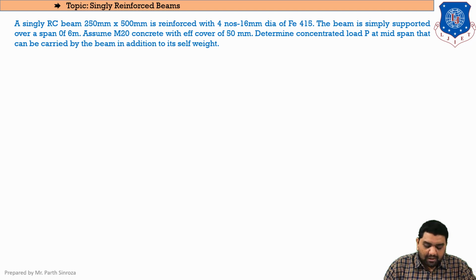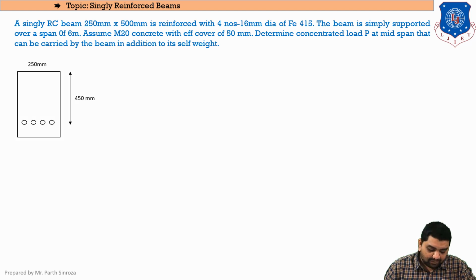Determine the concentrated load P, or we need to find the point load P at midspan of the beam that can be carried in addition to its self weight. So there are two criteria to be calculated. First, we need to find the moment, and then we will be finding the value of the self weight of the beam, and then according to that, we will be finding the value of the concentrated load that is acting on it. Clear? So we'll be starting with our sum.